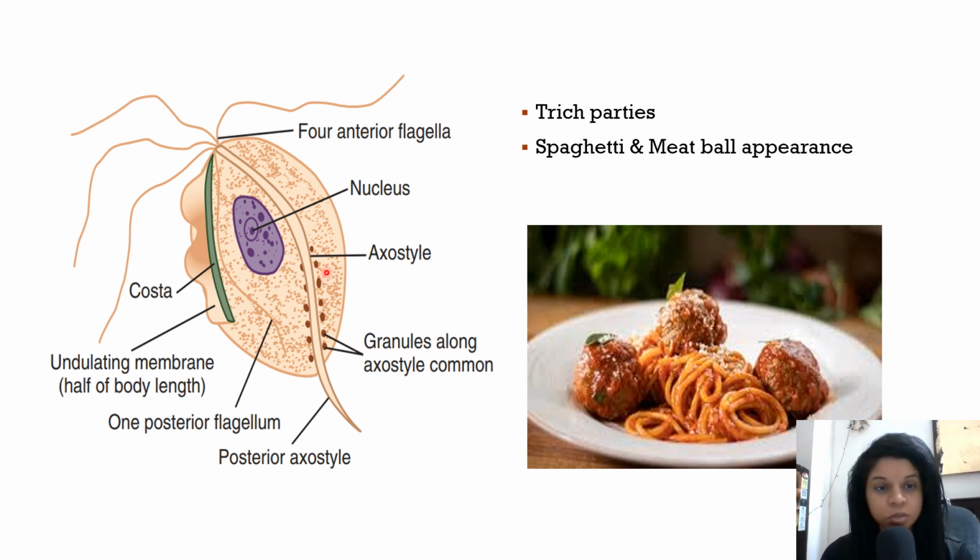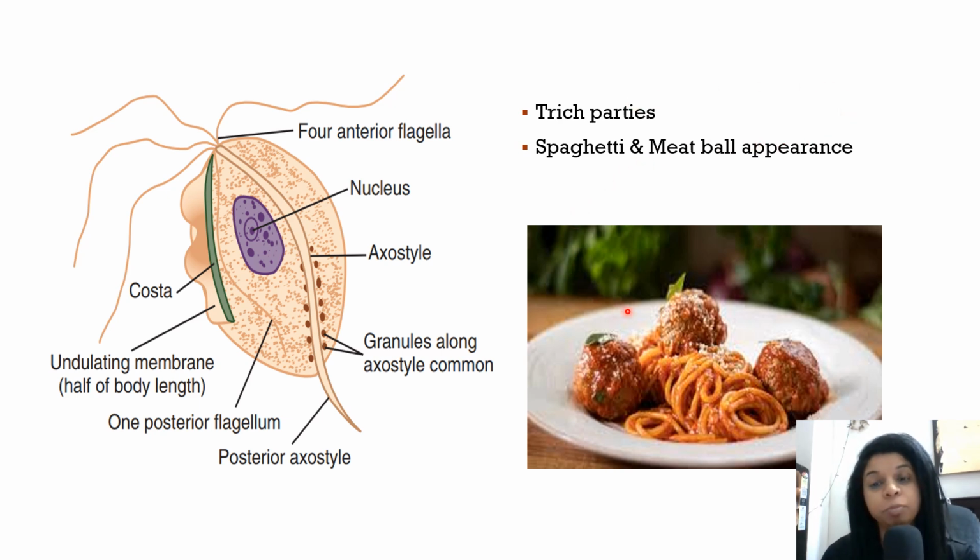So trichomonas, as you can see, are flagellated organisms. They have flagella. They have a nucleus which is eccentrically located. They have a pear-shaped body. There is an axostyle, and then there are cytoplasmic granules also. Sometimes when there are groups of trichomonas together, it is called trich parties. A funny term, trich parties.